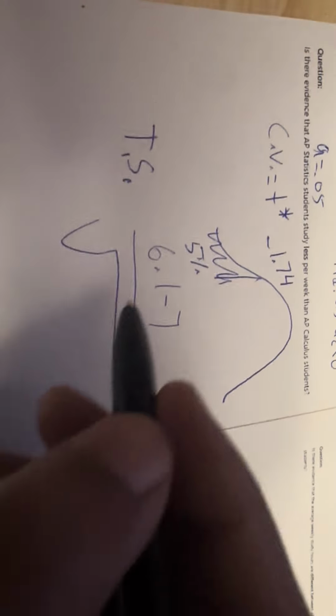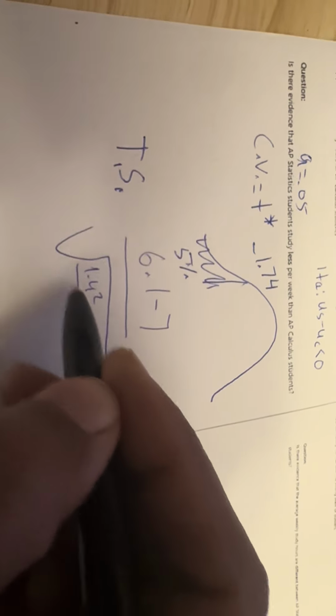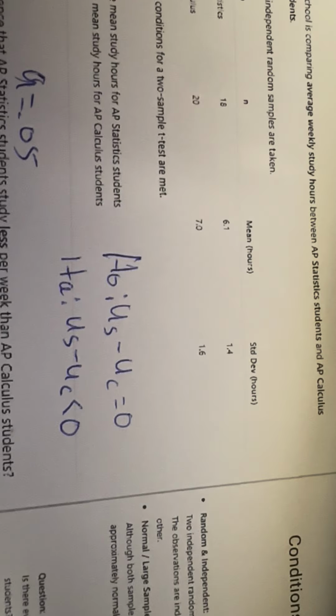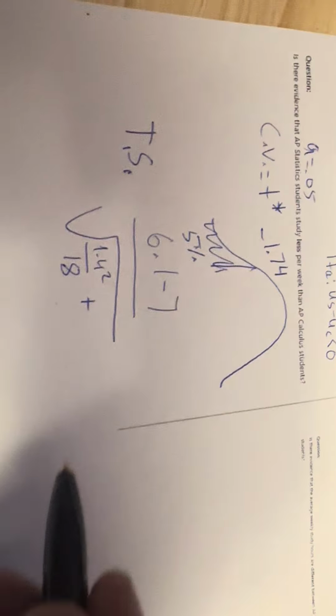And now I'm ready for my test statistic. So that's going to be the difference of the means, 6.1 minus 7, all over the standard error. So the standard error is going to be, we just got to look carefully, 1.4 squared over 18, plus 1.6 squared over 20.